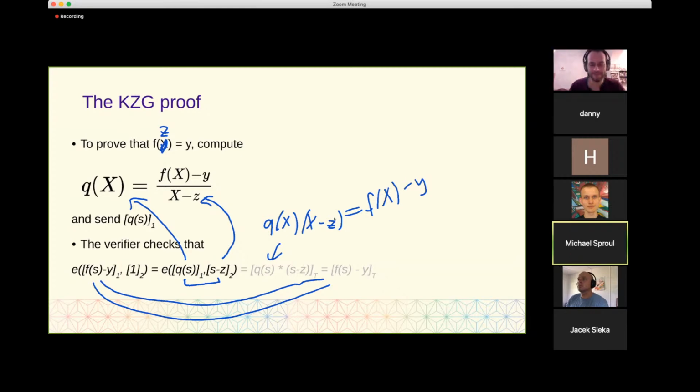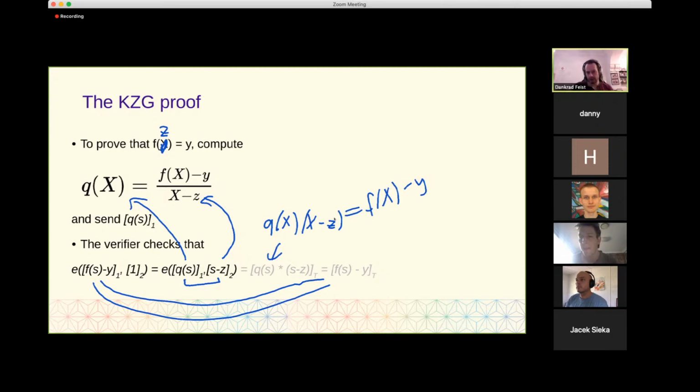Can I just ask a quick question? Yes, please. What do the points in the target group look like? Because I know that the ones in G2 are like a field extension of degree 12 or something, right? No, they are actually a field extension of degree 2. And the GT are the extension of degree 12. So the second one is an elliptic curve over a field extension of degree 2. Right, that's G2. I'm talking about BLS12-381 here. And the GT group is not an elliptic curve. It is itself a field extension of degree 12. Okay.